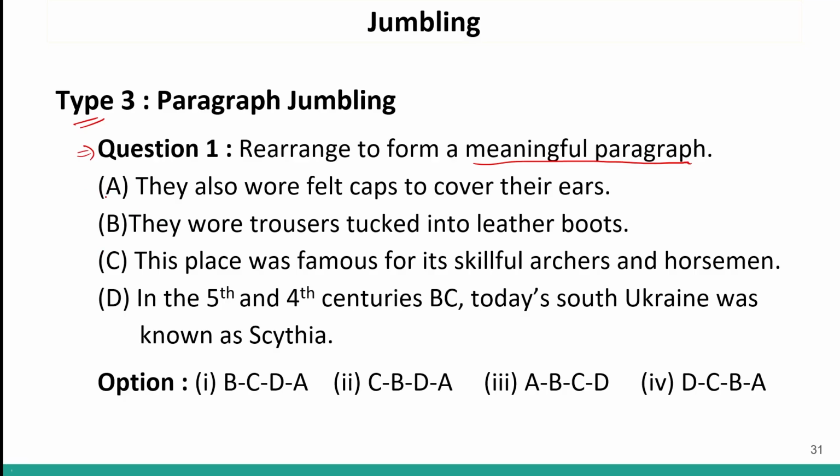Now, sentence A is they also wore felt caps to cover their ears. B: They wore trousers tucked into leather boots. C: This place was famous for its skillful archers and horsemen. D: In the 5th and 4th century BC, today's South Ukraine was known as Scythia.